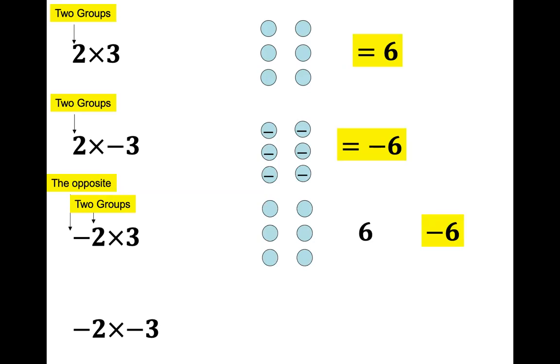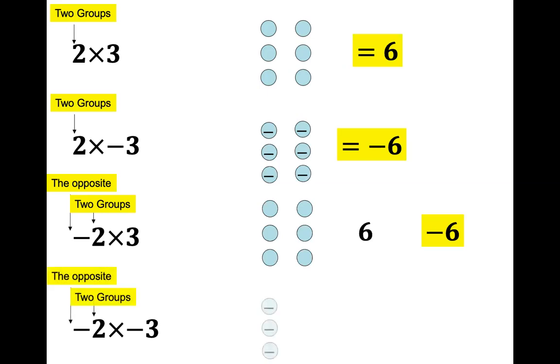It comes from this. All the same pattern. How did I read this? 2 groups of 3. I didn't say 2 groups of 3. What did I say? I said the opposite of 2 groups of 3. So this is the opposite of 2 groups of, well, what was 2 groups of -3? What's the opposite of -6? That's why a negative times a negative is a positive.